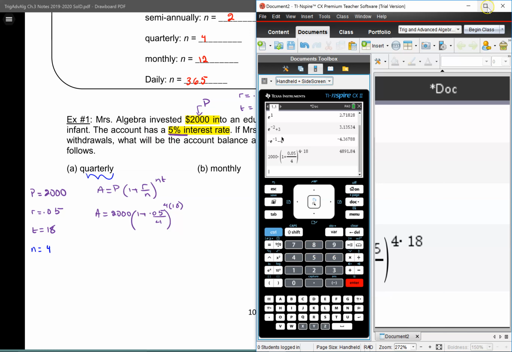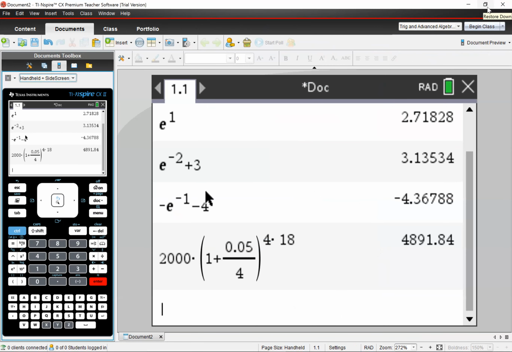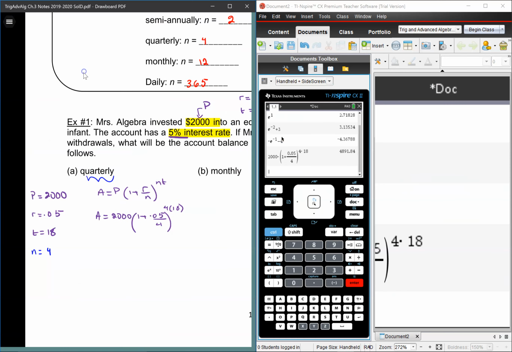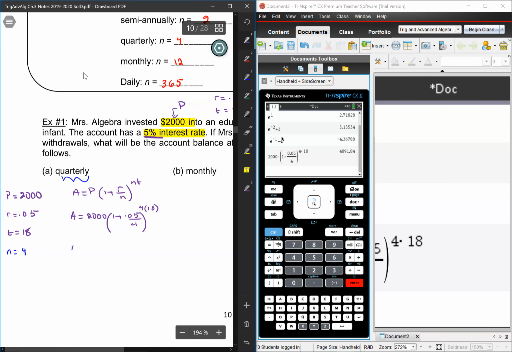Okay, so look at that. When you are done, it should look like what you have on your paper. So that's $4,891.84. So A is 4891.84. Before you move on to the other one, please stop for a minute.